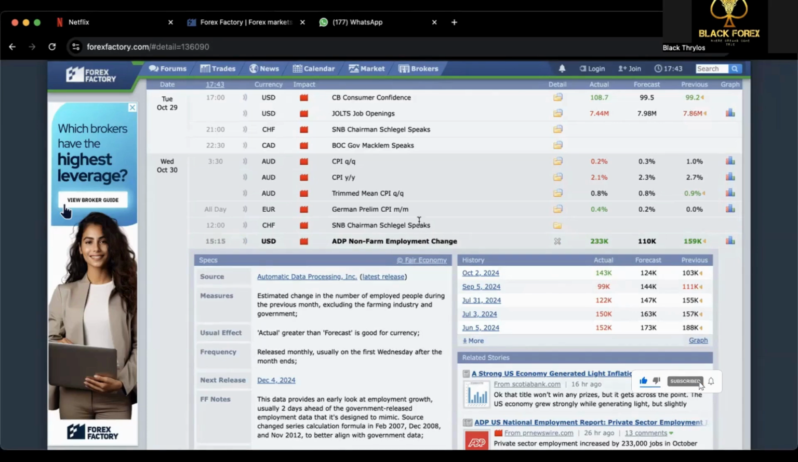So in case we have an increase in the employment, it actually indicates that we're going to have an increase in the payroll, right? It's just common sense. So for instance, this month, we had 159 in the previous month, and the predictions were that we're going to have 110 employment change, but then the actual results came out at 233.